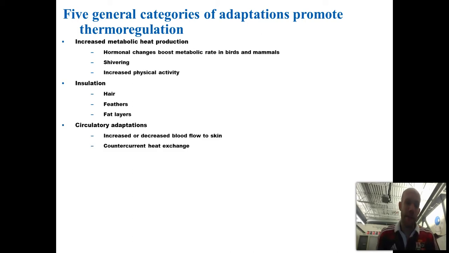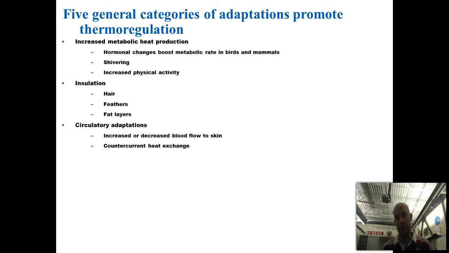There's also circulatory adaptations. So we can increase or decrease our blood flow next to the skin. In particularly cold weather, less blood is pumped to the surface of the skin, which is why cold people are often associated with having paler skin. And that is to keep our internal organs warm.